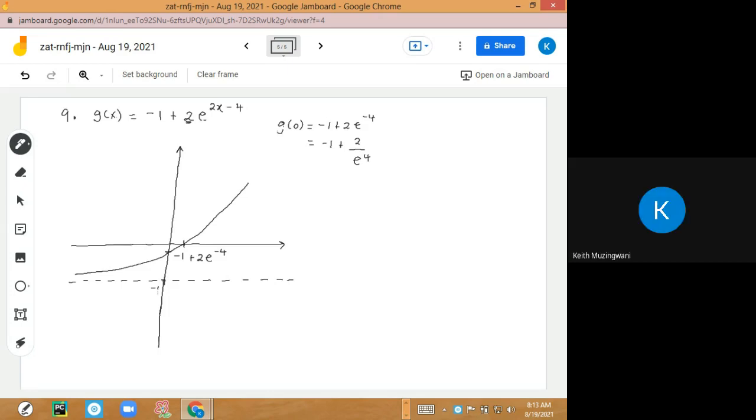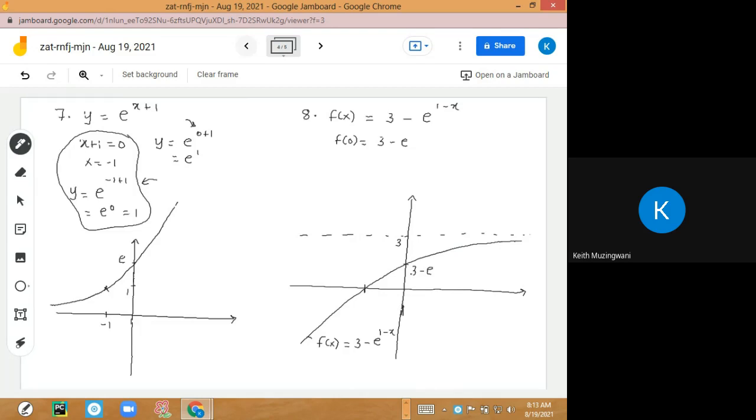Sir, now what about if there's no number added in the function? If there is no negative 1, it means there is no shifted asymptote; the asymptote remains the x-axis, like example 7. You can't see the asymptote in example 7 because it's drawn on the x-axis. The reason why the graph is not touching the x-axis is because the x-axis is an asymptote.